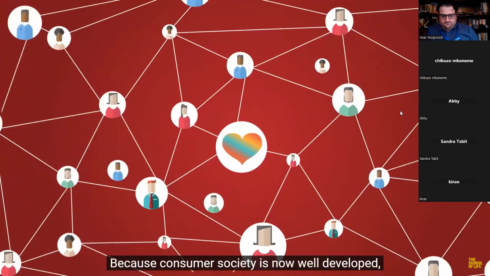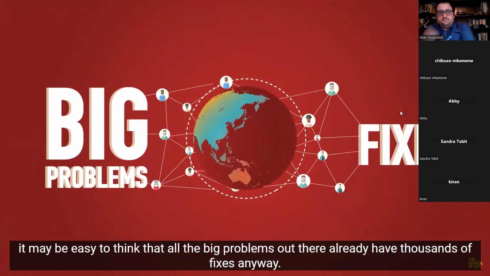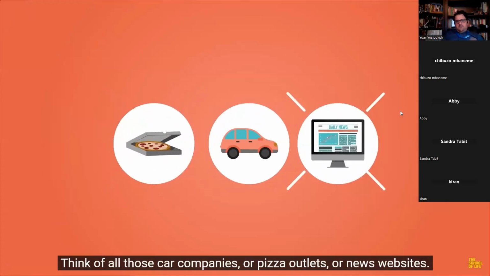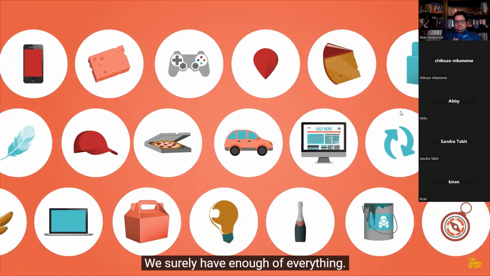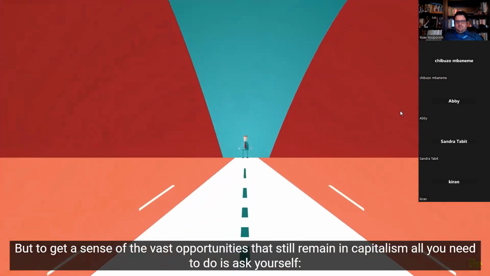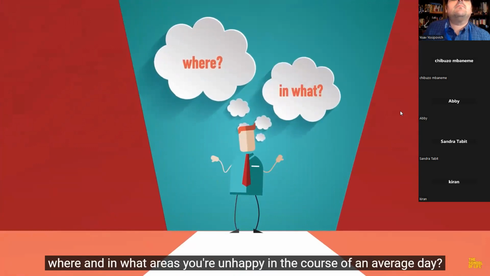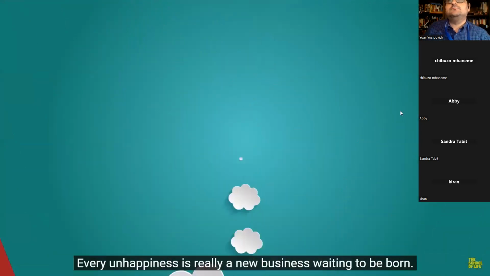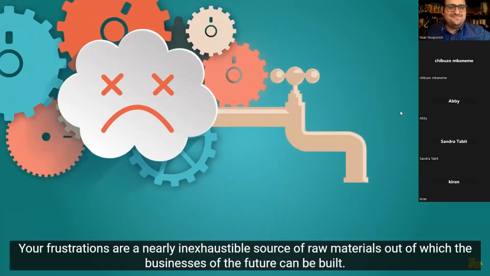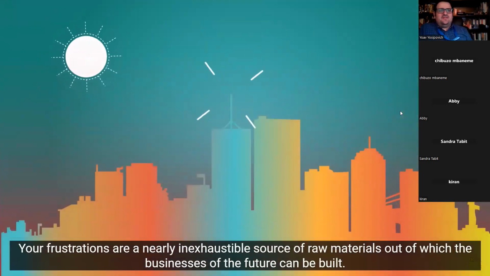Because consumer society is now well developed, it may be easy to think that all the big problems out there already have thousands of fixes. Think of all those car companies or pizza outlets or news websites. We surely have enough of everything. What could we possibly add to what's already out there? But to get a sense of the vast opportunities that still remain in capitalism, all you need to do is ask yourself where and in what areas you're unhappy in the course of an average day. Every unhappiness is really a new business waiting to be born. Your frustrations are a nearly inexhaustible source of raw materials out of which the businesses of the future can be built.